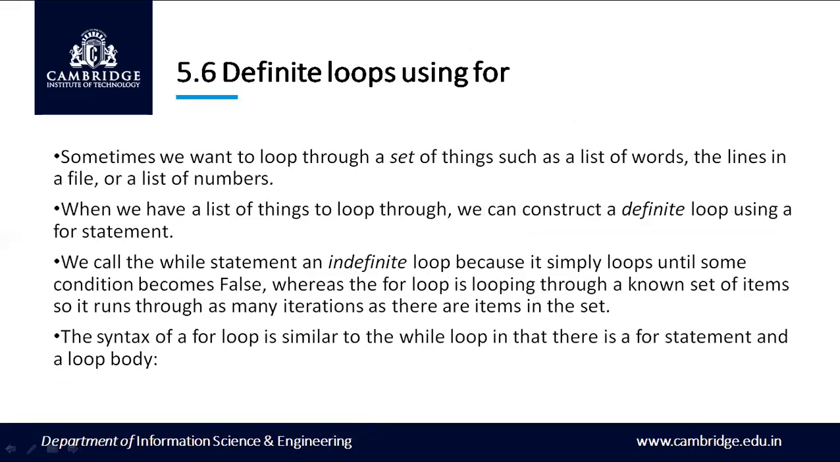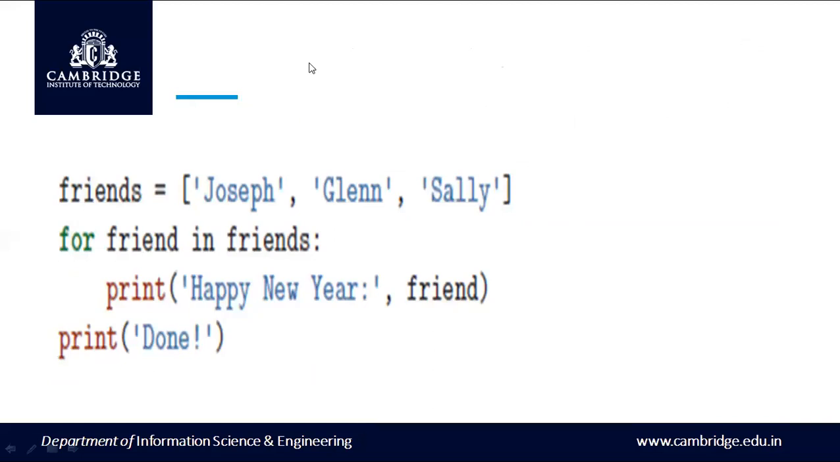So next we'll look into definite loops. Sometimes we want to loop through a set of things such as a list of words, lines in a file, or a list of numbers. Then we use the definite loop. We can construct this definite loop using a for statement. The syntax for a for loop is similar to a while loop in that there is a for statement and a loop body. So here you can see the demonstration of the for loop.